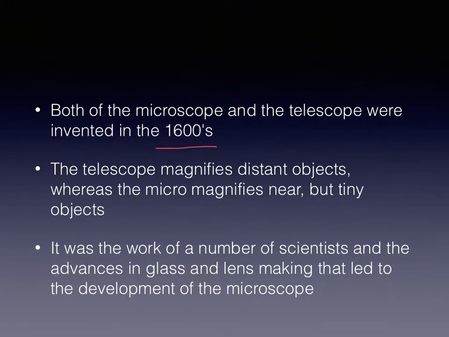A telescope magnifies distant objects, whereas a microscope magnifies near objects, and these are tiny objects. It was the work of a number of scientists and the advances in glass and lens making that led to the development of the microscope.